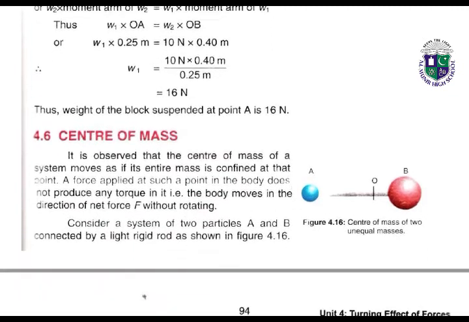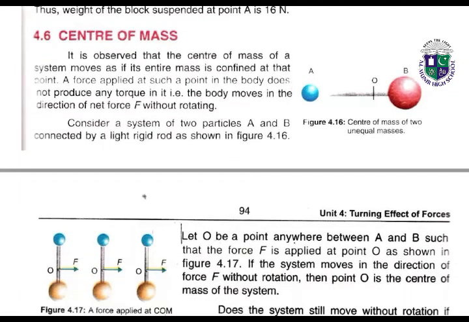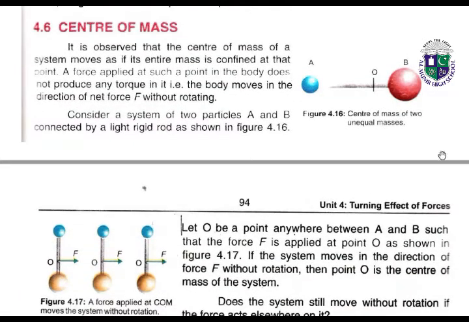Next we have the center of mass. How can we find the center of mass? Suppose we have two bodies, A and B. A is lighter and B is heavier, and we fix them with a rod between them. It is observed that the center of mass of the system moves as if its entire mass is confined at that point.